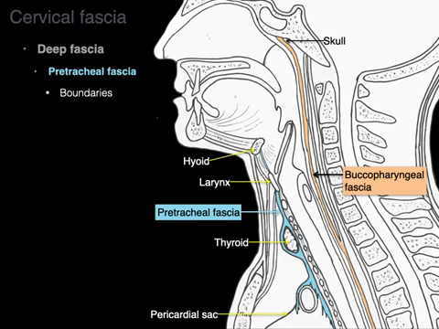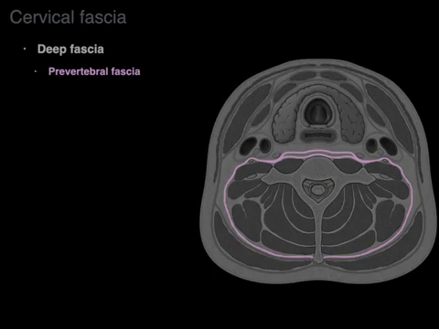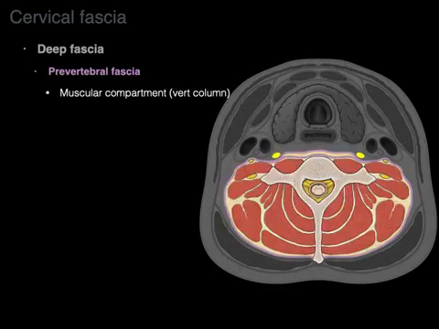Between the pretracheal and buccopharyngeal fascia is the trachea, and then the pharynx up high and the esophagus down below. Okay? Now the prevertebral fascia is next, and it's that blinking fascia. And it forms the muscular compartment, which includes the vertebral column. And there it is there.